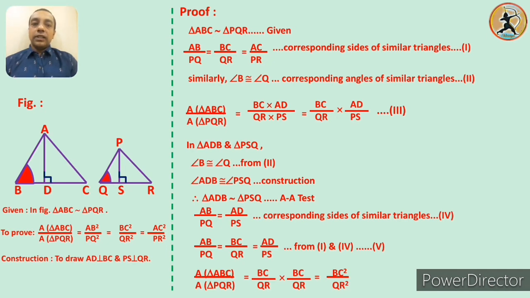It means the same statements we can write down for these two ratios also. Area of triangle ABC upon area of triangle PQR is equal to BC square upon QR square is equal to AB square upon PQ square is equal to AC square upon PR square, and that is what we have to prove here. So in this way we have proved this theorem. I hope all of you understood it very well, and now we are going to simplify some examples based on this concept from practice set 1.4.